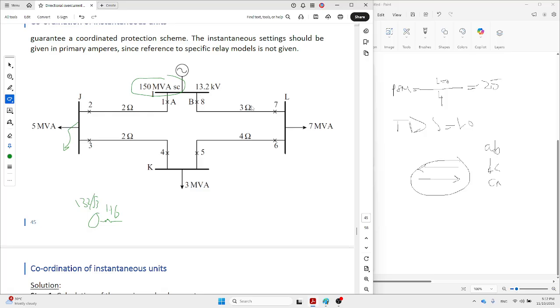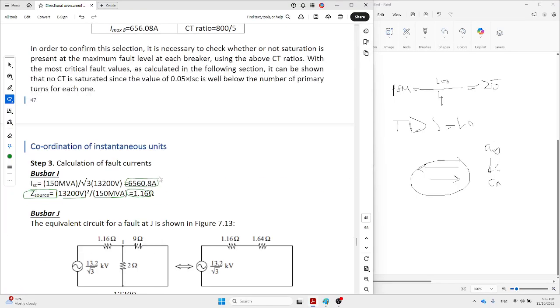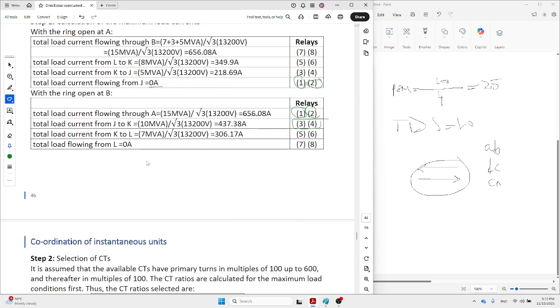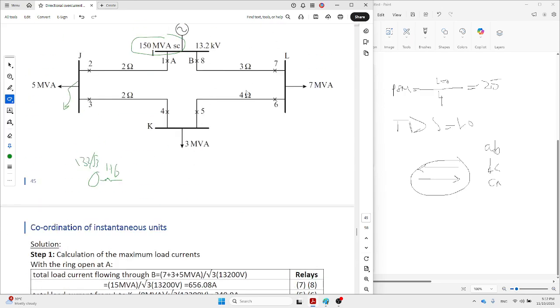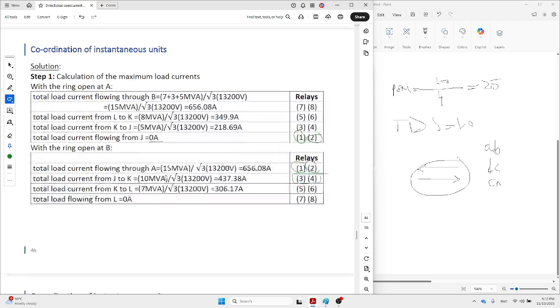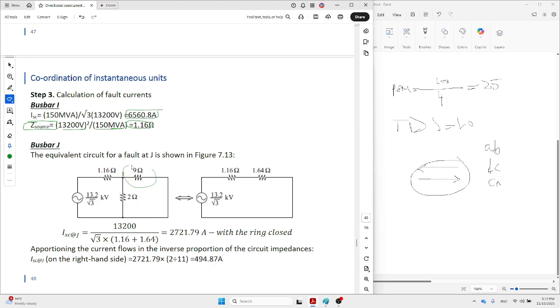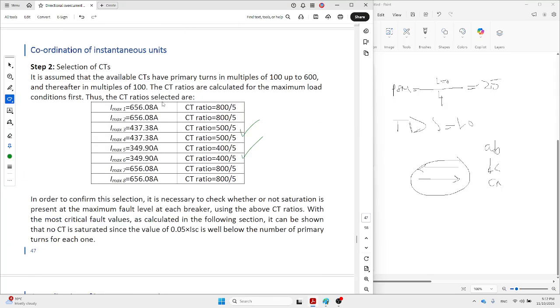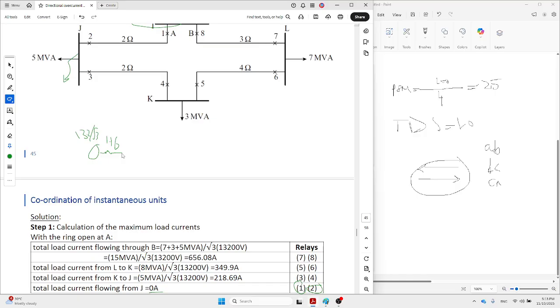Then we have 2 ohm, and the other way the current is coming is 3.47. 2 ohm, 3.47 plus 2, 9. Yes, correct. So 9 is here, 2 is here. So this is the two-way. This is our source, and this is 2. This is 9. Both are connected to here.